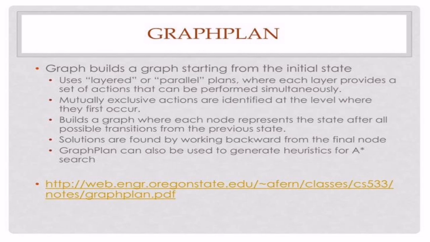The graph plan. Graphplan builds a graph starting from the initial state and uses layered or parallel plans where each layer provides a set of actions that can be performed simultaneously. Mutually exclusive actions are identified at the level where they first occur. Build a graph where each node represents the state after all possible transitions from the previous state, and solutions are found by working backward from the final node. Graphplan can also be used to generate heuristics for a search.